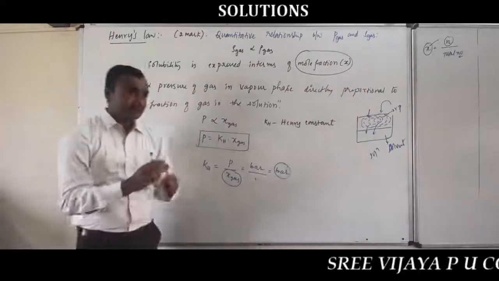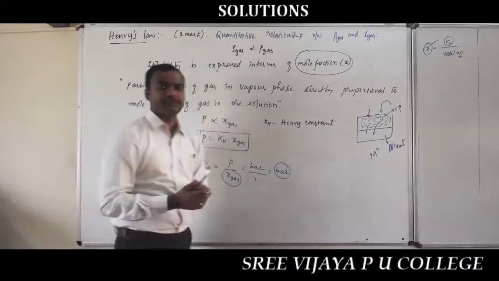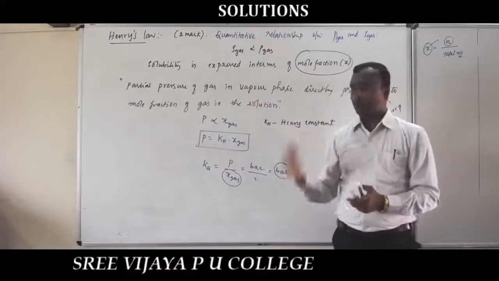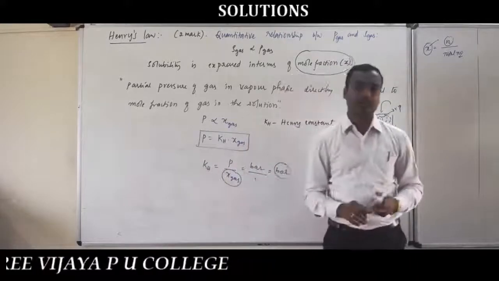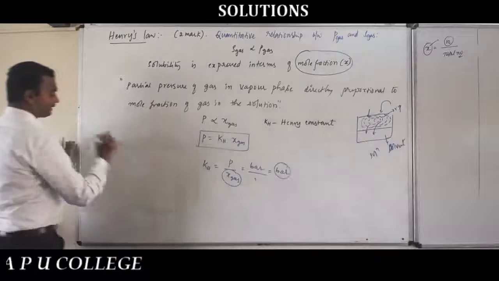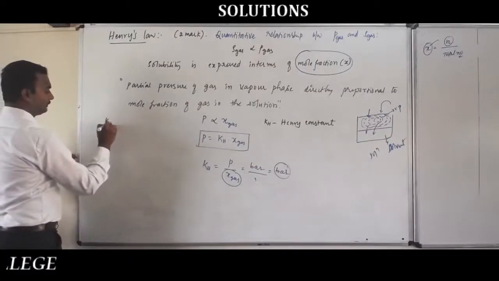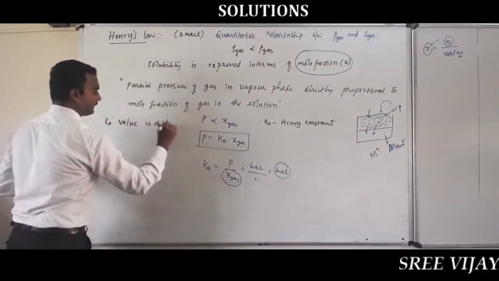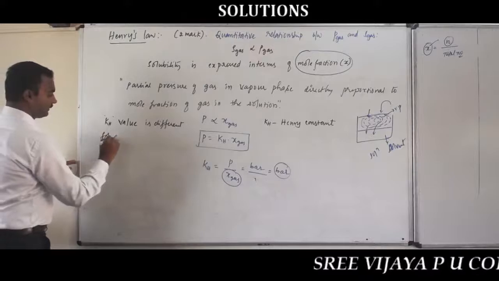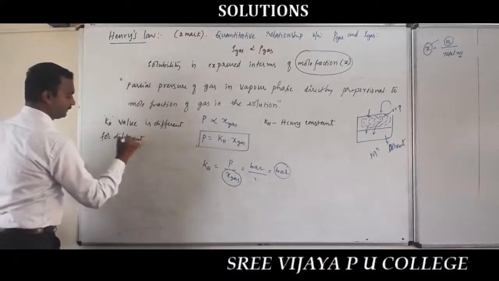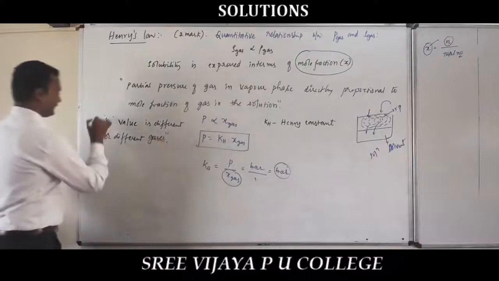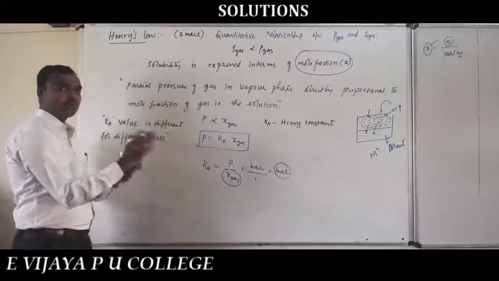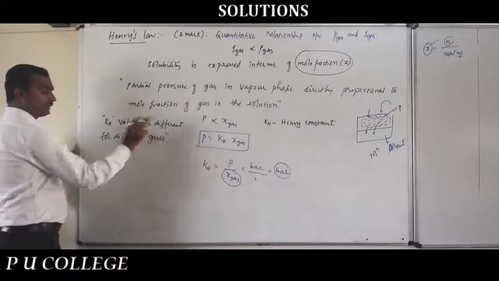And remember, for different gases, for example oxygen, nitrogen, carbon dioxide, argon, neon, all the different gases have different Kh values. This is very important for competitive exams again. Kh value is different for different gases. For example, take oxygen, the Kh value has one value. But take carbon dioxide, the Kh value is different. So Kh value is different for different gases.